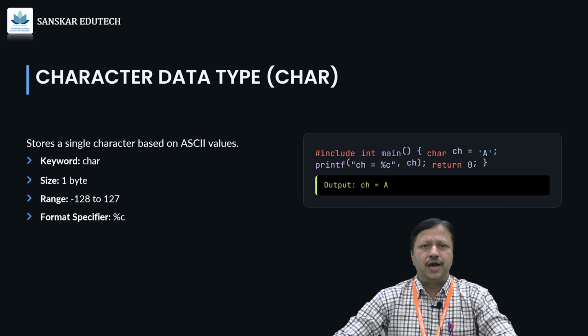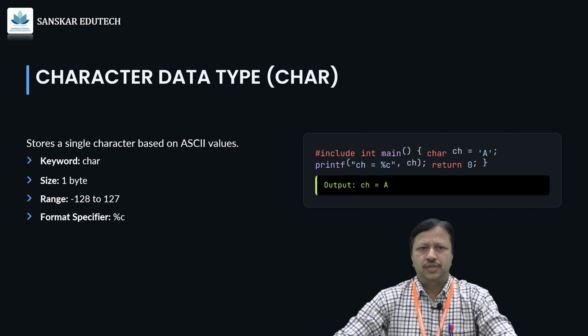Now see the character data type. It stores a single character like 'A' or 'B' in single quotation marks. Size is 1 byte. Range is -128 to 127. Format specifier is %c.